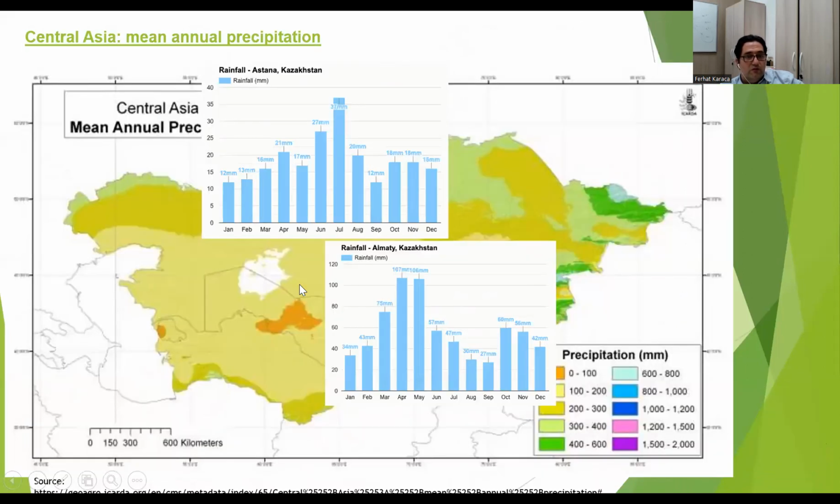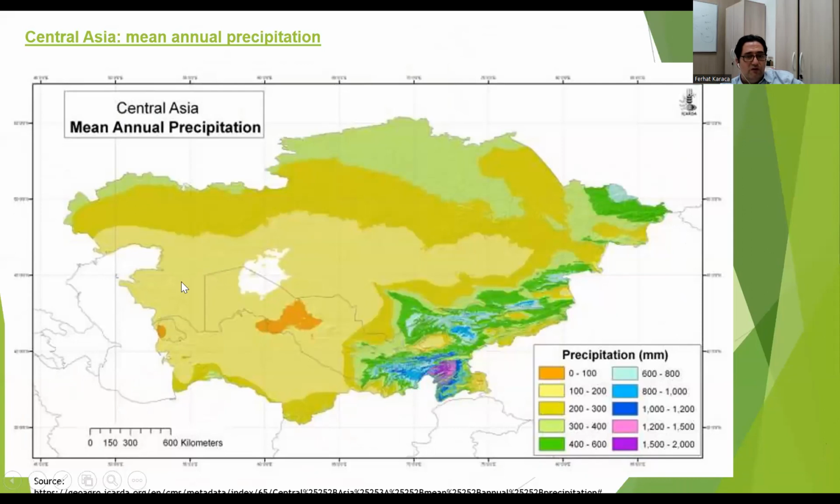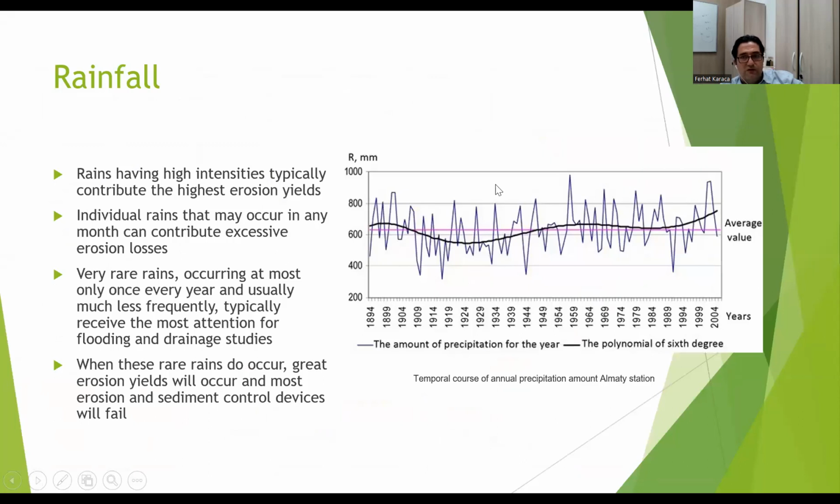So for example, if you have a kind of project over here, follow my cursor, you can adopt that project easily to another place like here, in the same region. But you cannot adopt this project into here or over here. So all those regions have different specifications in terms of precipitation. So while you are making a calculation, you should take the precipitation data into account as is.